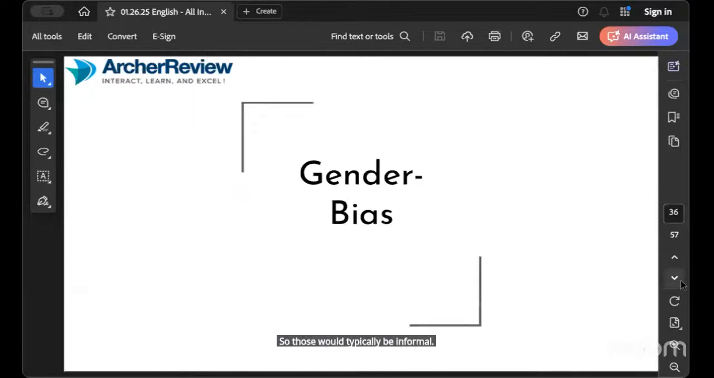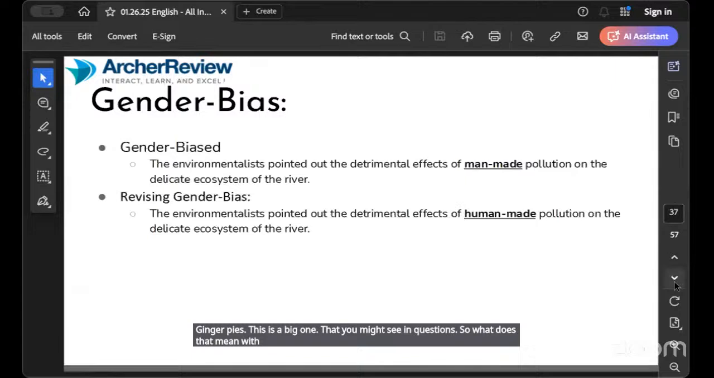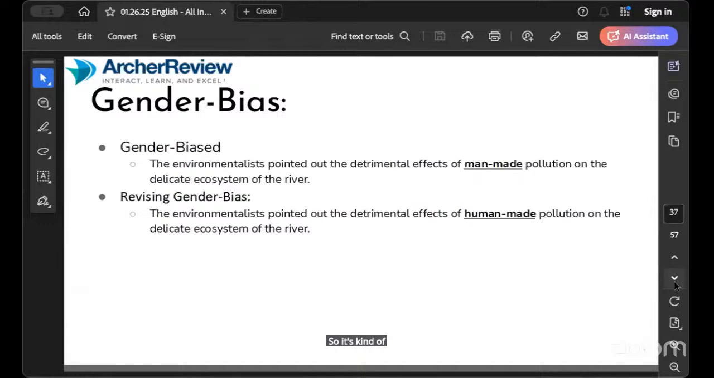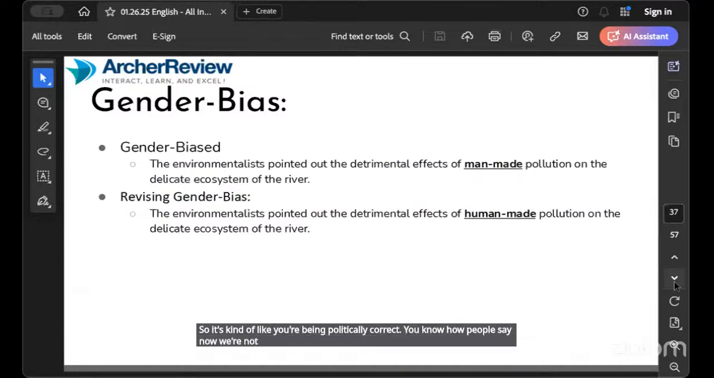Gender bias. This is a big one that you might see in questions. So, what does that mean with gender bias? Well, this is where you want to be careful what words are being used because you don't want to highlight one gender over the other. So, it's kind of like you're being politically correct, you know how people say. Now, we're not going to get into the politics of it all, okay? So, we're not going to go into any in-depth heated discussions here, okay? We're only looking at it as far as it applies to the exam.